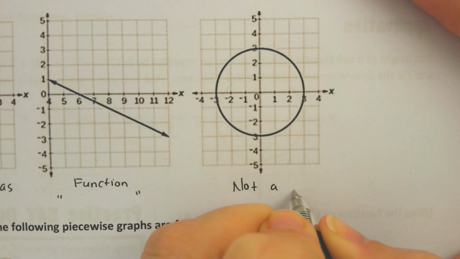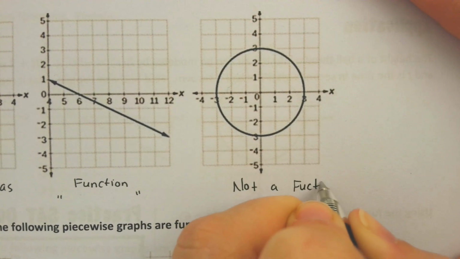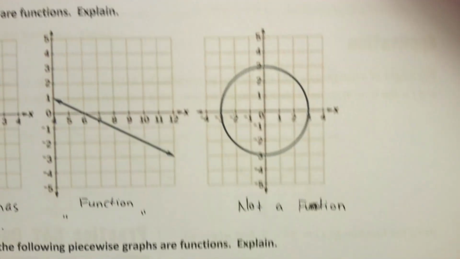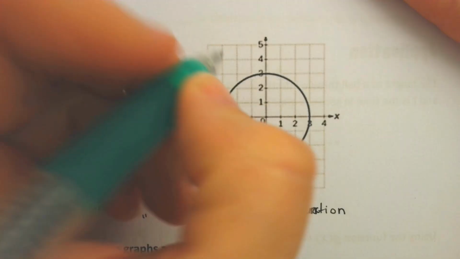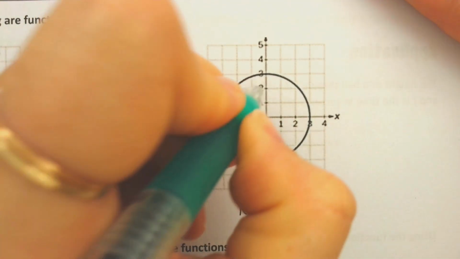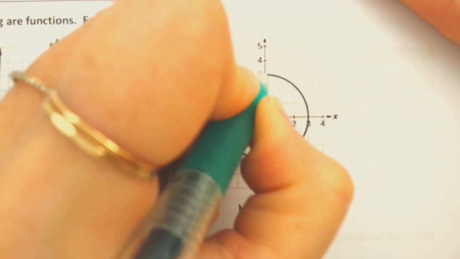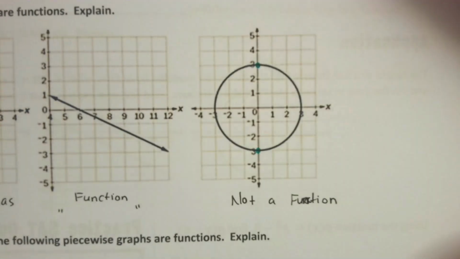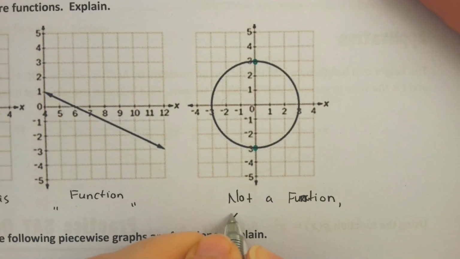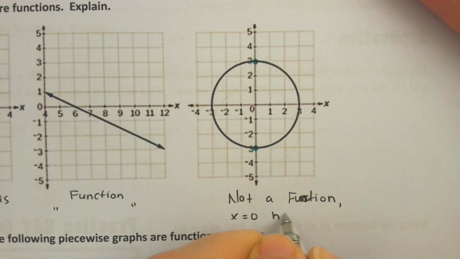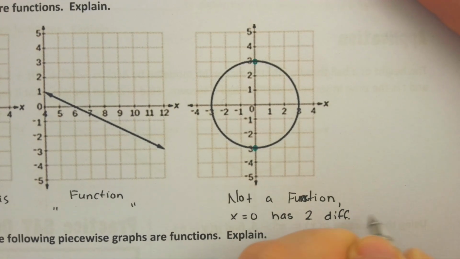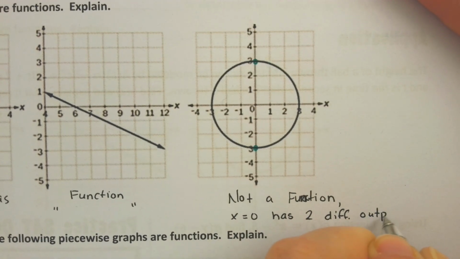Crazy. Not a function. You can even give an example on this one. My example would be, you can even find a point here. You can see right here we've got (0, 3) and (0, -3). So when x equals 0, it has two different outputs.